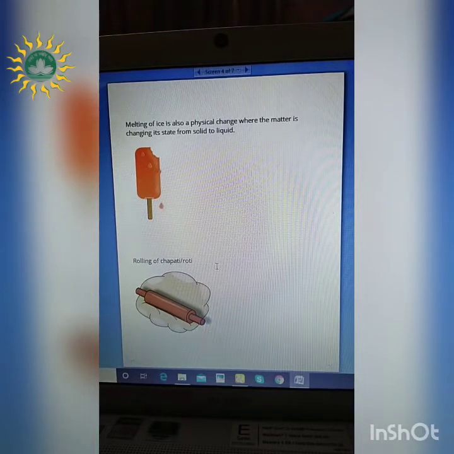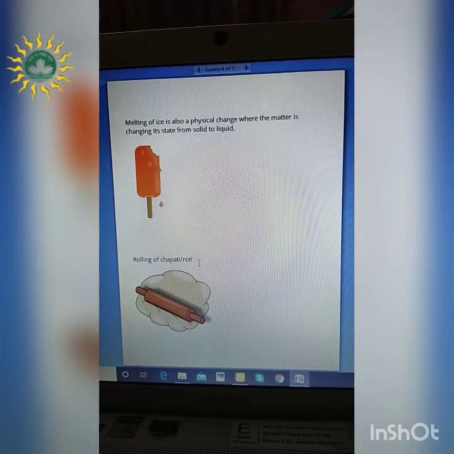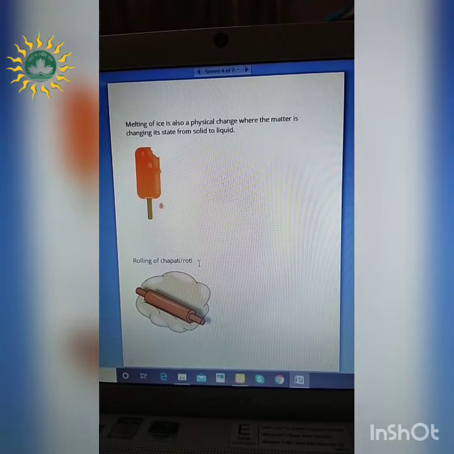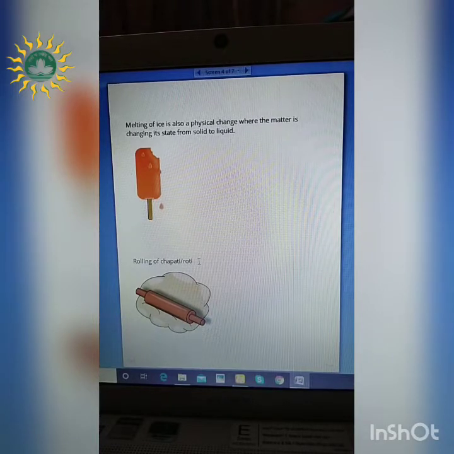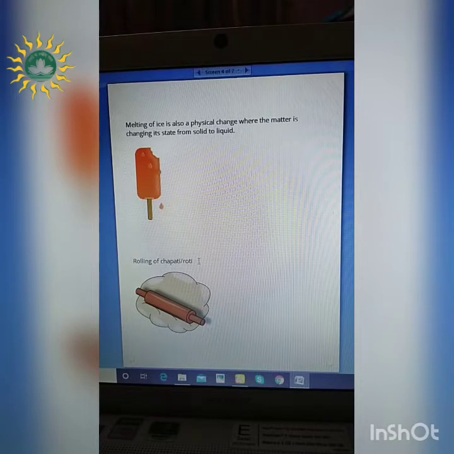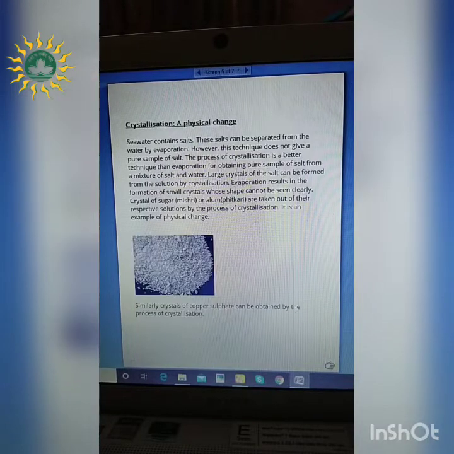Next, rolling of chapati or roti. Suppose we are taking a dough and rolling it into the shape of a chapati. After some time, if we again make that chapati or roti into a dough, it will be reverted back to the original substance. So there are several examples in which only the physical properties are being altered, and hence it is a reversible one and no new substance is being produced.